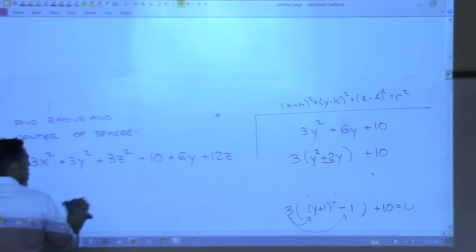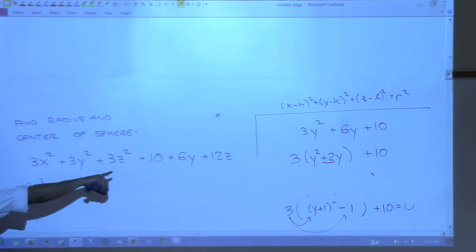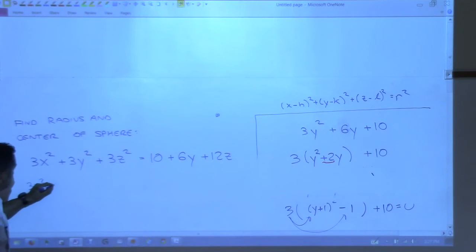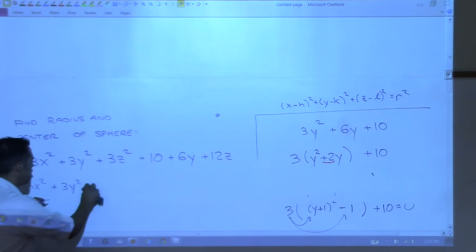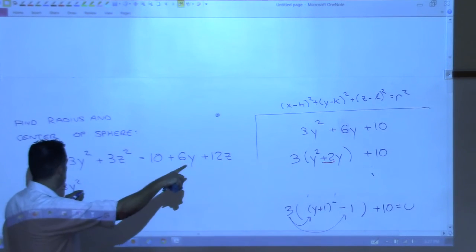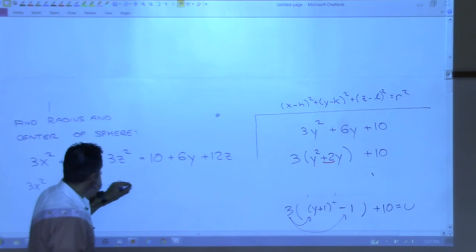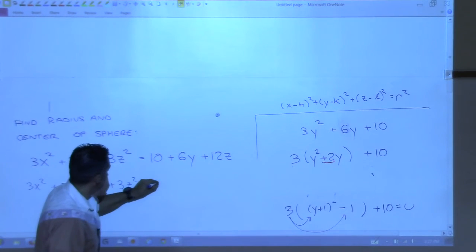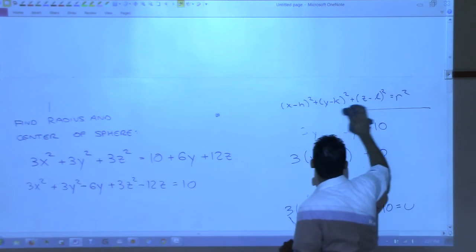Okay, so now back to this. We have to complete the square here for all three variables, x, y, and z. So that means I'm going to get everything together here on one side, 3x squared. Do I have any x's over there? I do not, right? Plus 3y squared minus 6y. I have to do it over again. Plus 3z squared minus 12z. Equals 10.